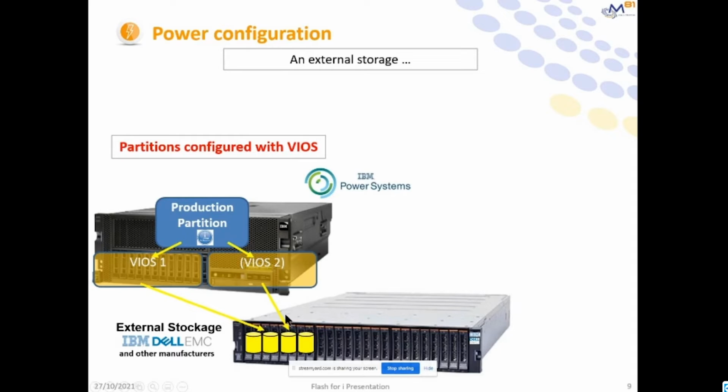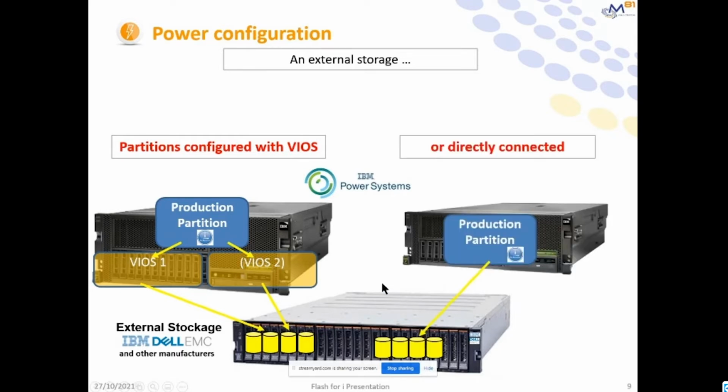That's a classical configuration. Another possible configuration is only one partition, no VIOS, one or two fiber channel cards, and directly attached to the Storwize. That's also a possible configuration. We support both, so you can have one or the other.